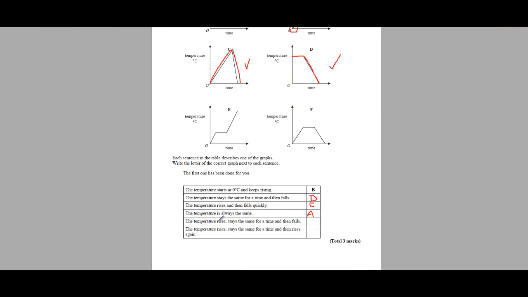What about this? The temperature rises, stays the same for the time and then falls. So rises, remains same and falls. It is F. The last one, the temperature rises, stays the same for a time and then rises again. So the temperature rises, stays the same and then rises again. E. So just reading the behavior of the graph, we have matched the columns.